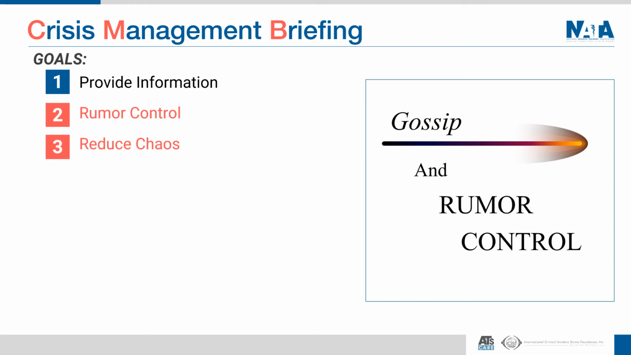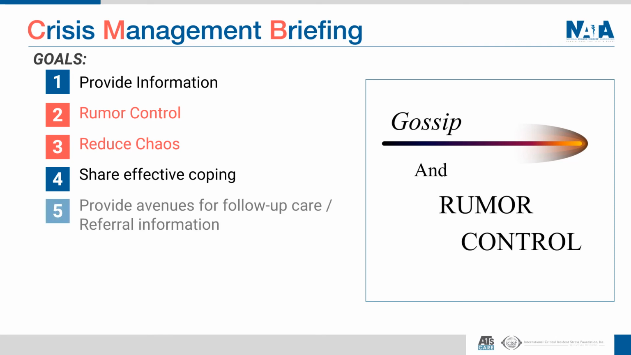You want to try to help reduce chaos, and just saying the words, everyone remain calm, may not be effective. But adding things like what individuals can do to protect themselves, what they can do to cope, what's the process of what's going on, etc., helps to prevent panic and chaos. One of the biggest preventers of panic or chaos is knowledge and information. We want to share effective coping skills and mechanisms. We want to provide avenues for follow-up care and potentially referral information, who to contact, maybe where you should call, post a number, things like that.